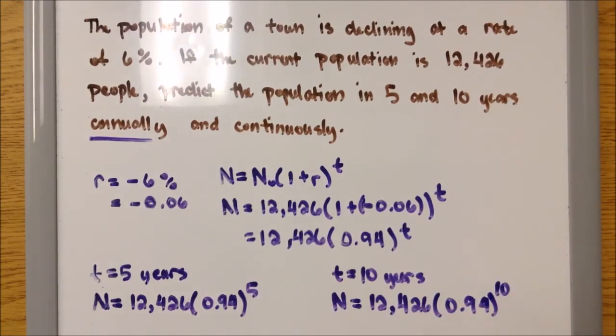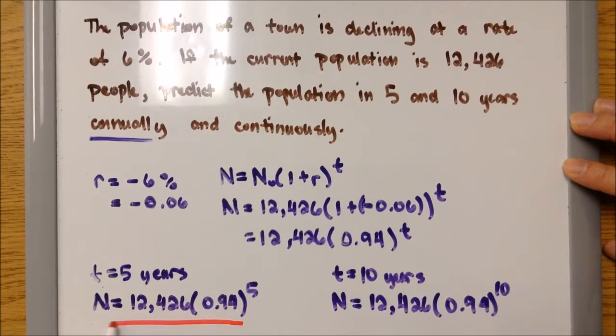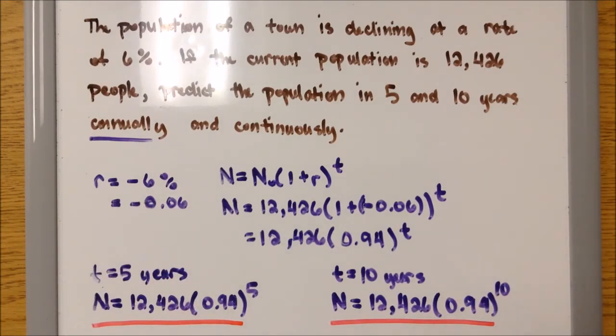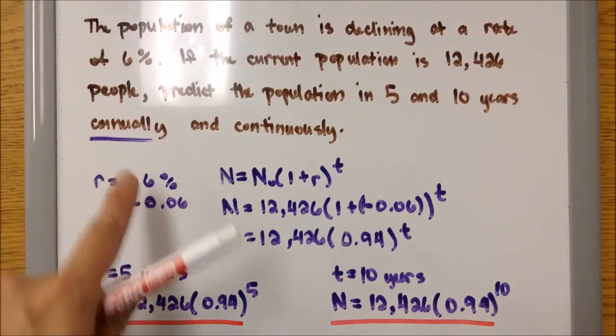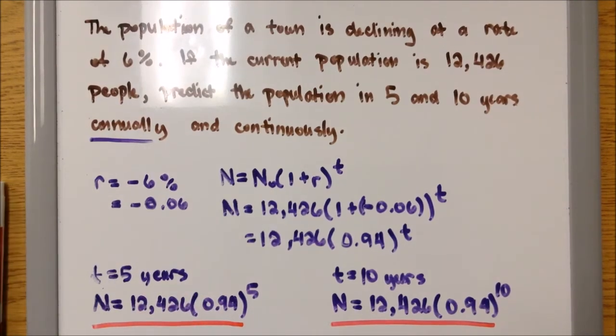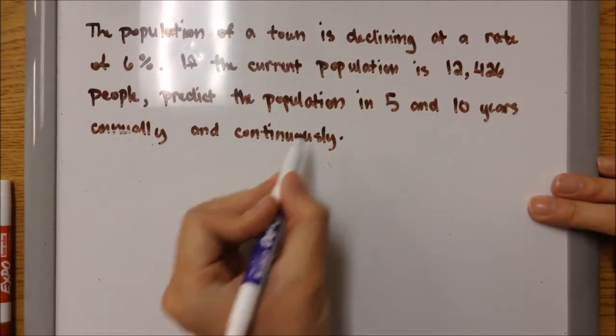So those will be our two models, our two formulas for annually at a rate of negative 0.06 or negative 6% for 5 years and 10 years. These two models would be the ones you would use for annually at a negative 6% rate for 5 years and 10 years. Again, we're using the same problem. Now we're going to talk about continuously.